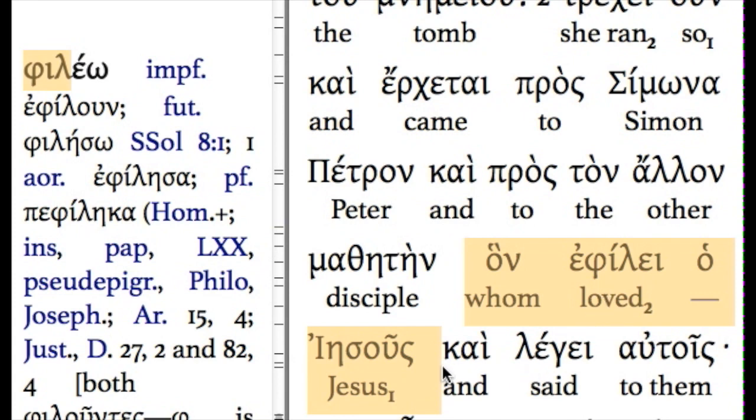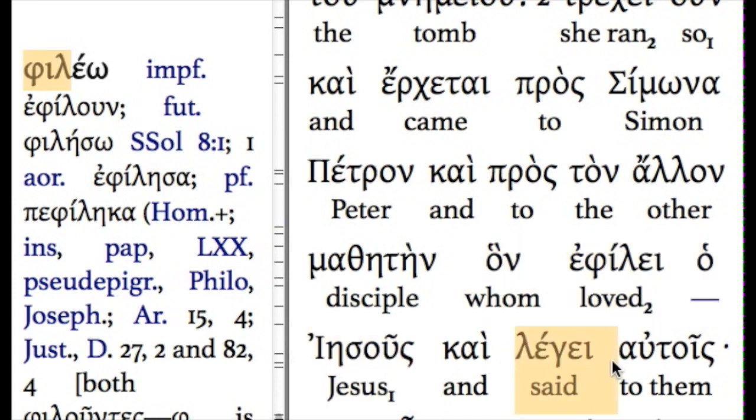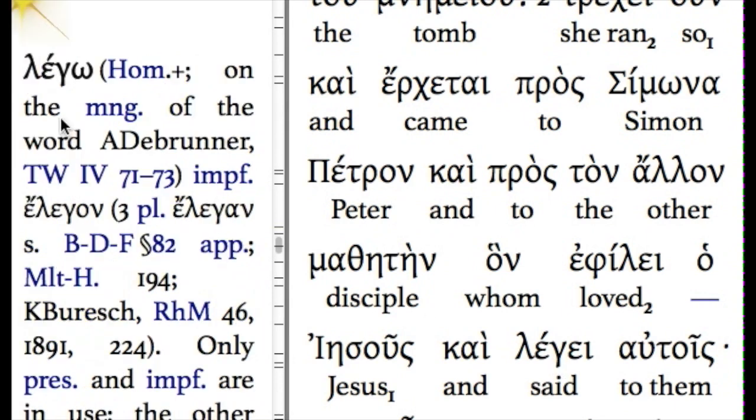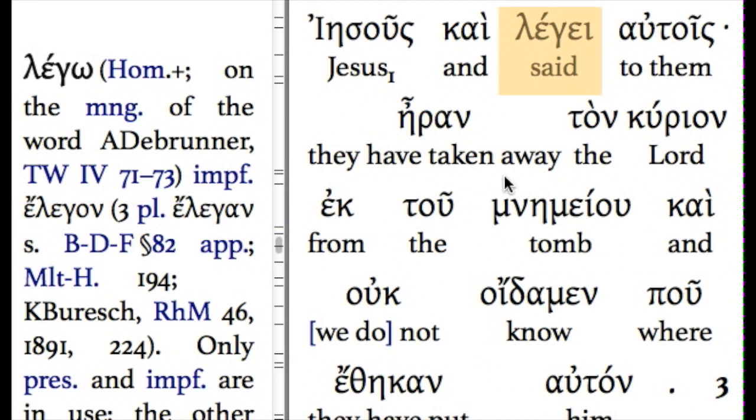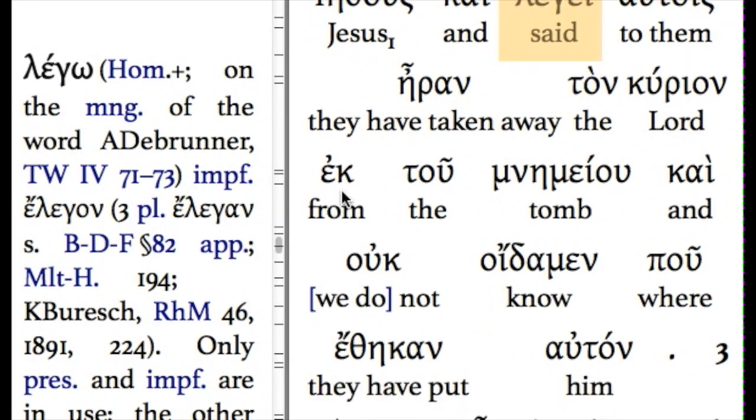Isn't that cool? Okay, and legei, she says, from lego, right? So this is just our nice third person singular ending. Lego, legeis, legei. She says, again, they're still going past, but she says to them, to Peter and John, "Êran ton kyrion ek tou mnemeiou." They took the Lord out of the tomb.